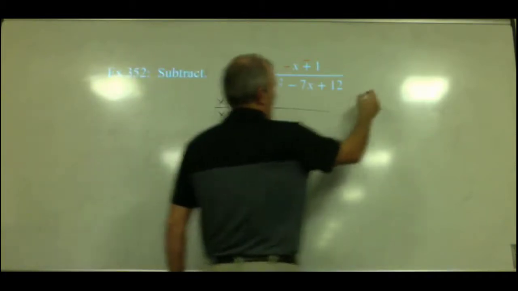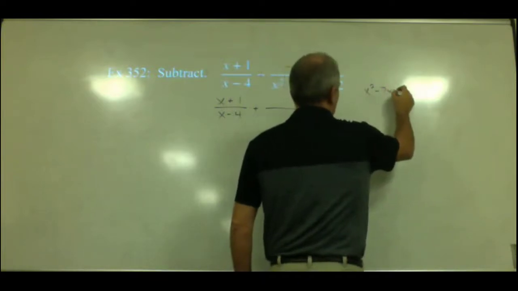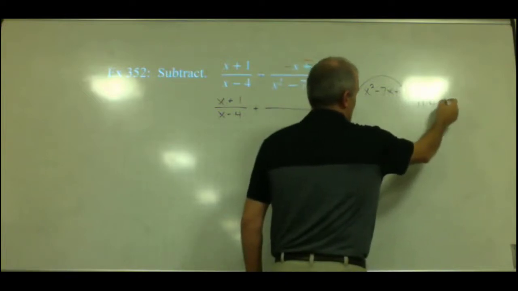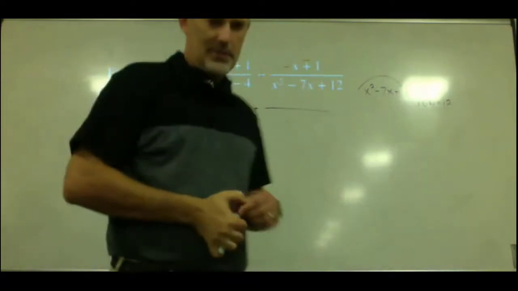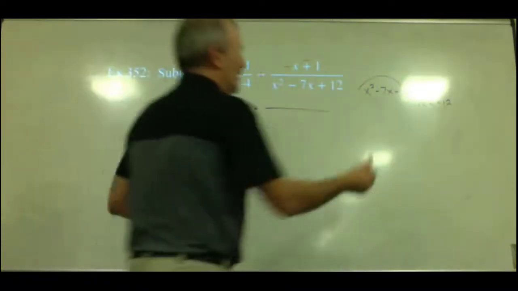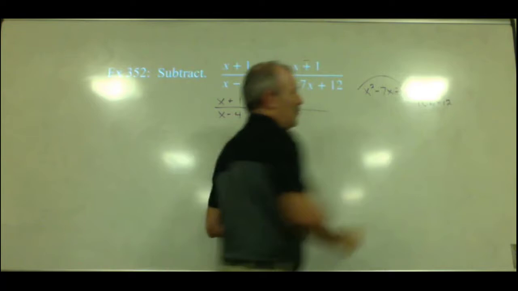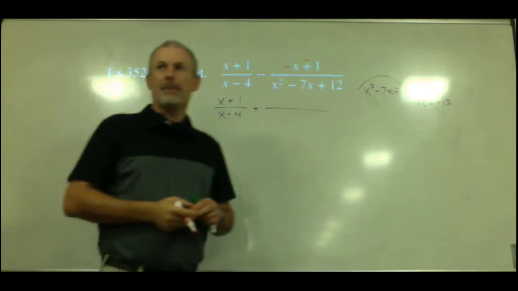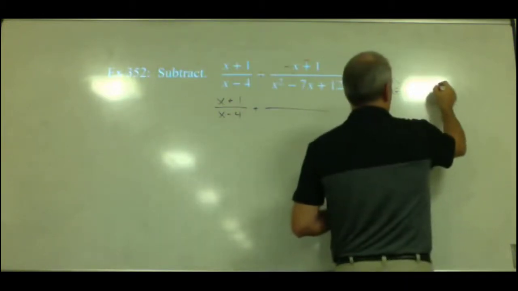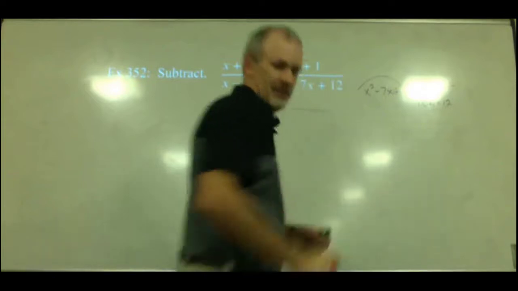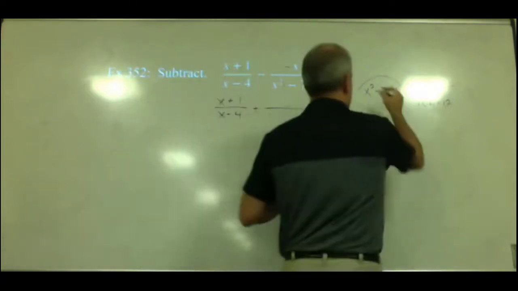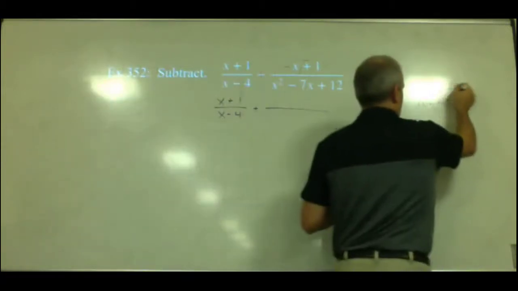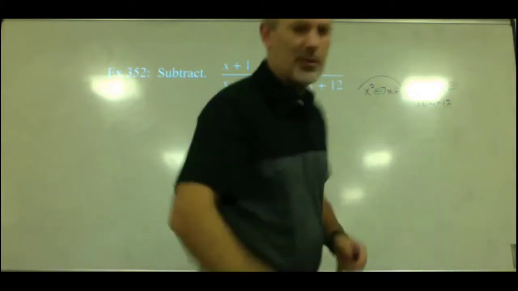So let's factor this x squared minus 7x plus 12. Our first step is multiply 1 times 12, which is 12. This is a positive 12. So what does that tell us about the signs of the numbers we're looking for? Both positive or both negative. And then, since this is a negative, we know that they both have to be negative. So factors of 12 that are both negative.